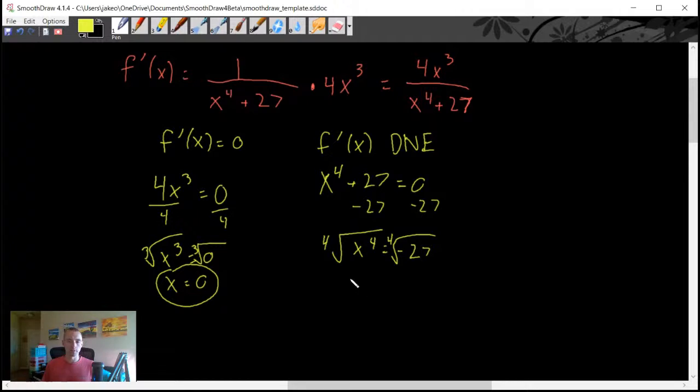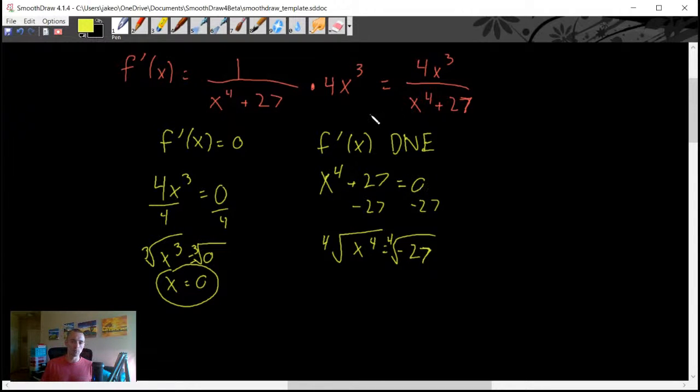And notice what happens here. We're taking the fourth root of negative 27. You cannot take an even root of a negative number. So this actually does not exist. This does not give us a real number. So this equation does not have any solutions. There's no x values where x to the fourth plus 27 equals 0.